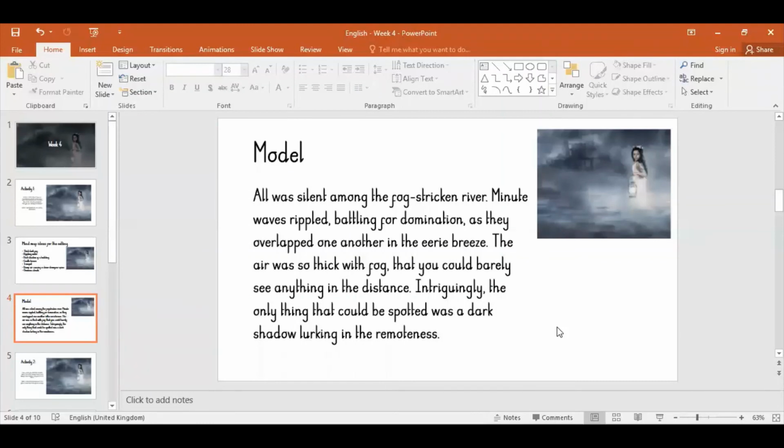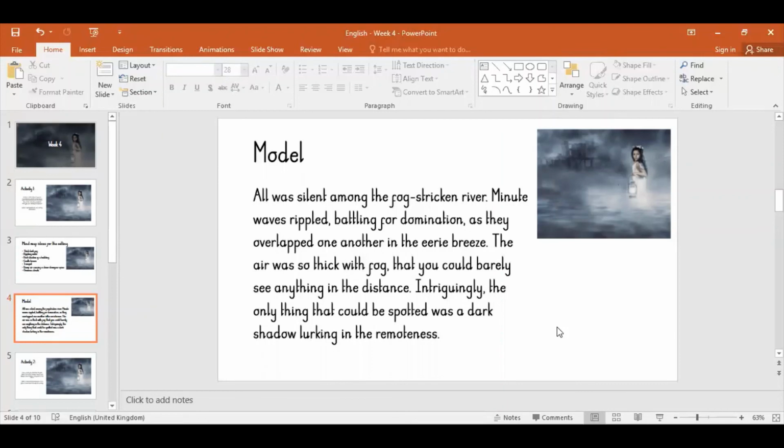Minute waves rippled, battling for domination as they overlapped one another in the eerie breeze. The air was so thick with fog that you could barely see anything in the distance. Intriguingly, the only thing that could be spotted was a dark shadow lurking in the remoteness. I think that's much better. Perfect. Thank you so much for helping me, Miss Shuttleworth.